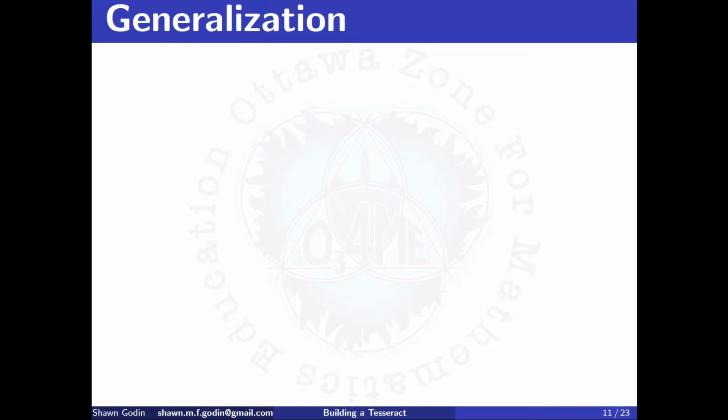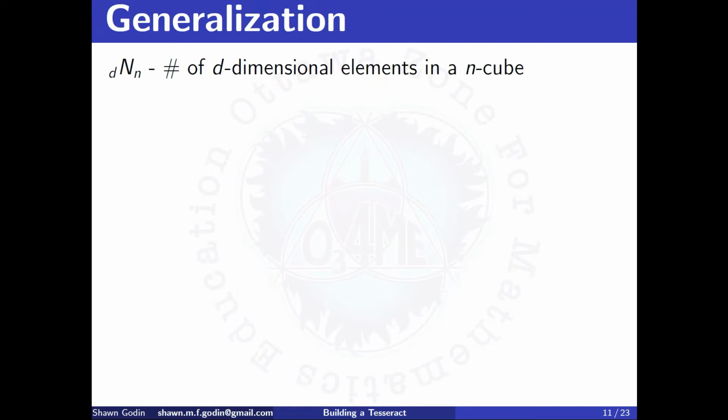So let's generalize this and see if this pattern actually continues. If I call d capital N sub n the number of d-dimensional elements of an n cube, first of all, what the heck do I mean by that? So 0 N n is going to be the number of 0-dimensional elements of an n cube. So in other words, 0 dimensions are going to be points. So this is the number of points on an n-dimensional cube, which we call just V n, the number of vertices.